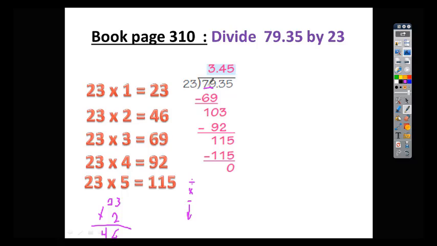Okay, let's divide now. 79. Where is 79? There is no 79, but it's between two numbers. Which one? Between 69 and 92. So every time we take the smaller number, which is very close to 79. We can take 3, so just try. You have to write 3 up and then write 69 down, which is 3 times 23 equals 69.